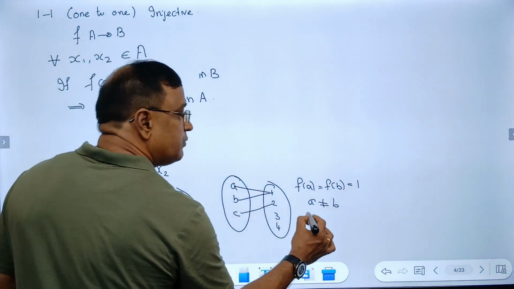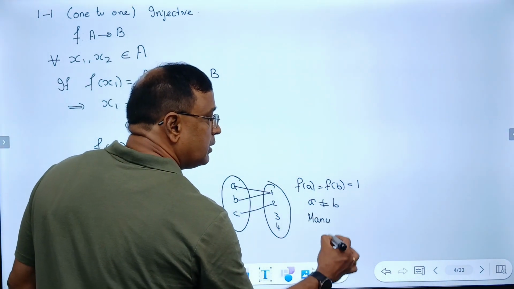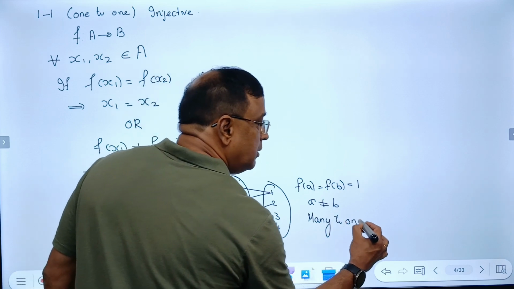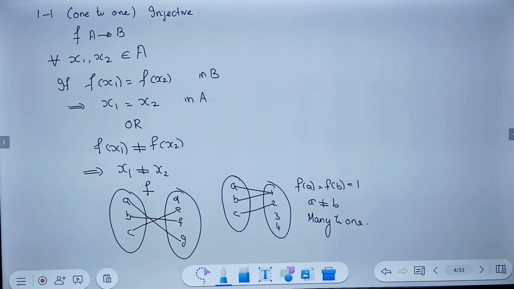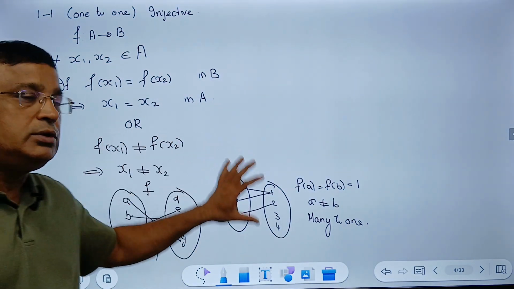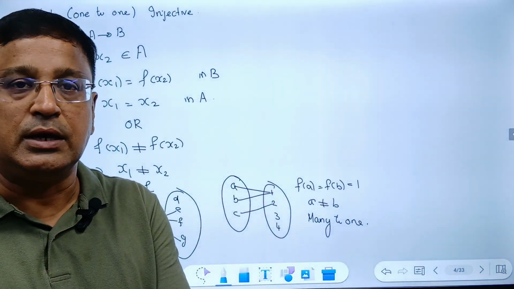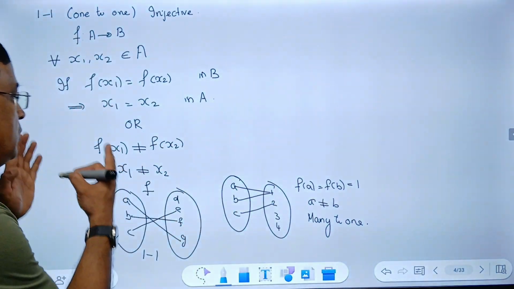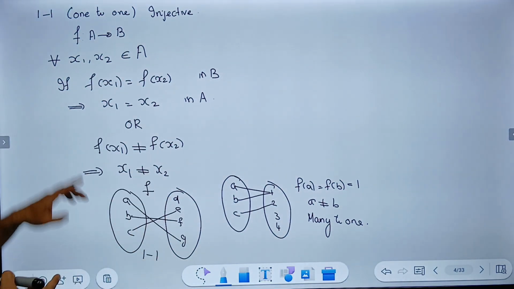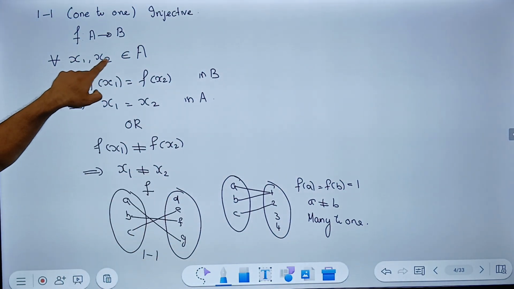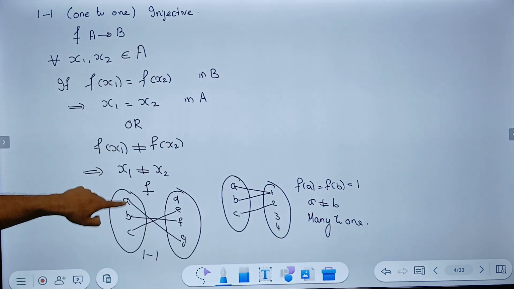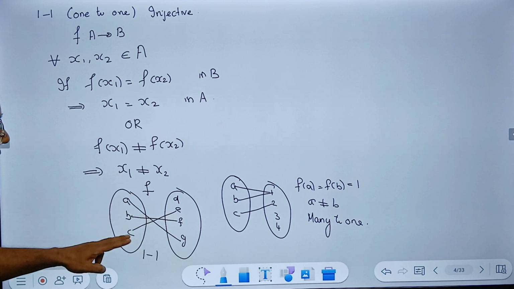In fact, people give a special name to it: many to 1. Whereas this is 1 to 1, or injective. So these two diagrams should definitely make you understand what a 1 to 1 function is. So when x1 and x2 are not equal, see A and B are not equal, f of A and f of B are also not equal.